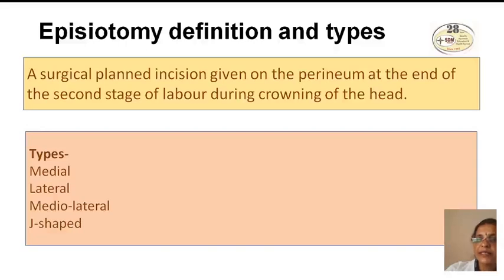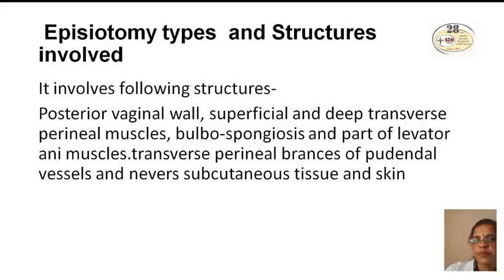So it is a planned surgical incision given on the perineum at the end of the second stage of labor, that is, during crowning of the head. Mainly the types are medial, lateral, mediolateral, maybe right or left mediolateral, and the J-shaped. Very commonly performed is the right mediolateral, that is RMLE.